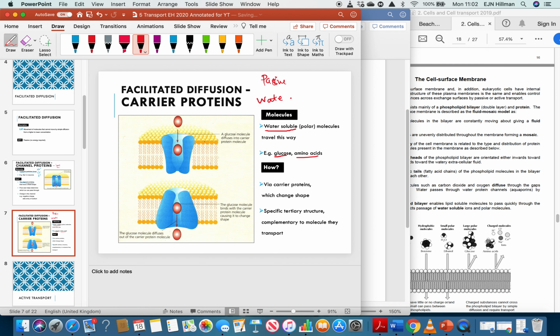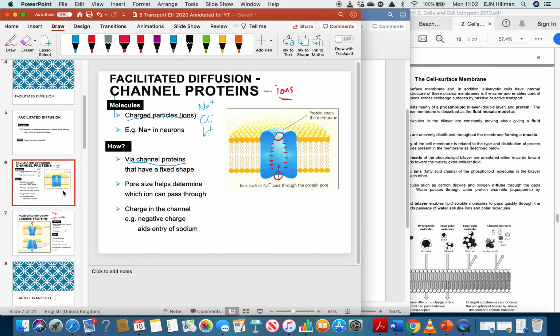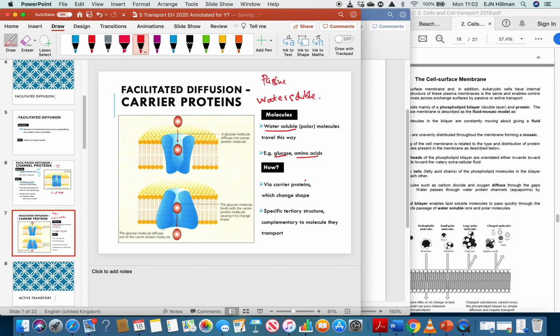Water soluble. Okay. The difference between carrier proteins and the channel proteins is that the carrier proteins change shape, whereas channel proteins have a fixed shape. So, the shape of the carrier proteins is specific and complementary to the molecule which they transport.